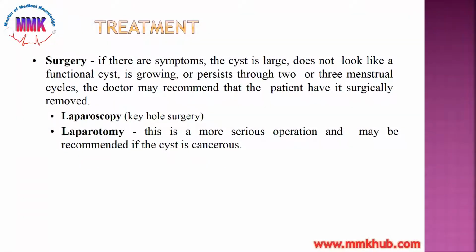Further treatment that is surgical includes, if there are symptoms, the cyst is large, does not look like a functional cyst, and is growing further or persists through 2 or 3 menstrual cycles, the doctor may recommend the patient have it surgically removed. Laparoscopy is the keyhole surgery, and laparotomy, this is more serious operation and may be recommended if the cyst is cancerous.